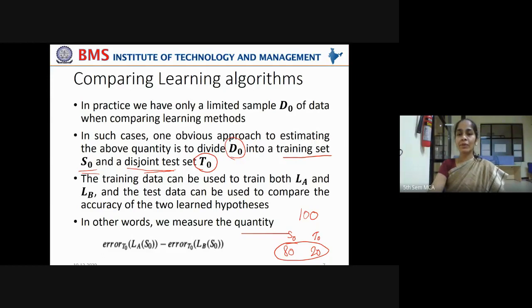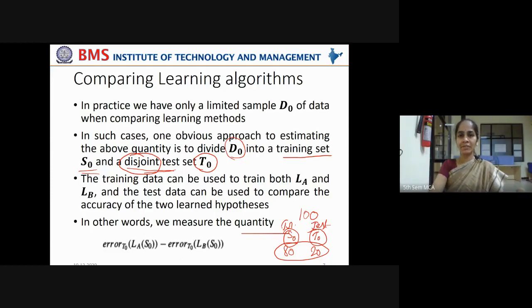Okay, so if you have 100 patients' data, generally the training set size will be 80% and the test set size will be 20%. And remember, they are disjoint. There is no overlapping between the training set and test set. None of the training examples fall in the test set, and none of the test set data points are available in the training set. That is why we call them disjoint. Now, the training set is indicated by S naught and the test set is indicated by T naught.